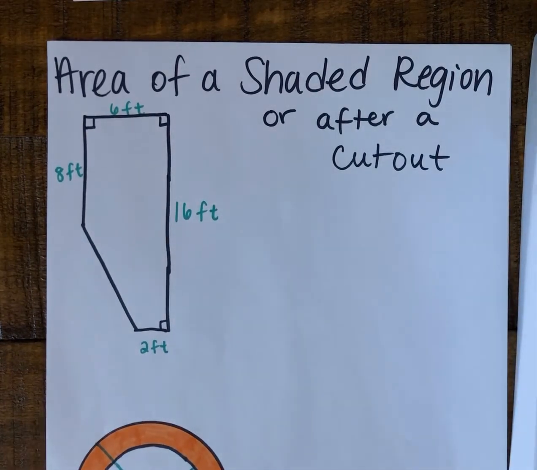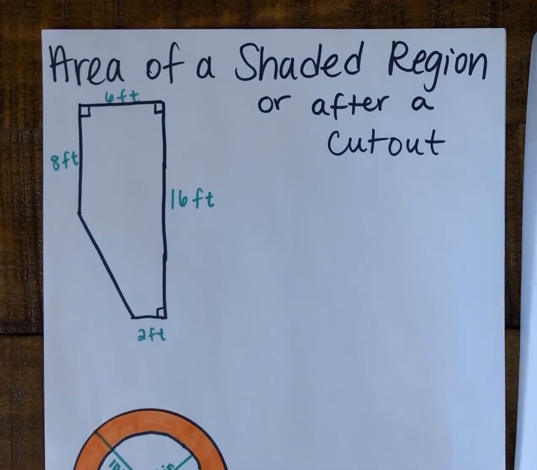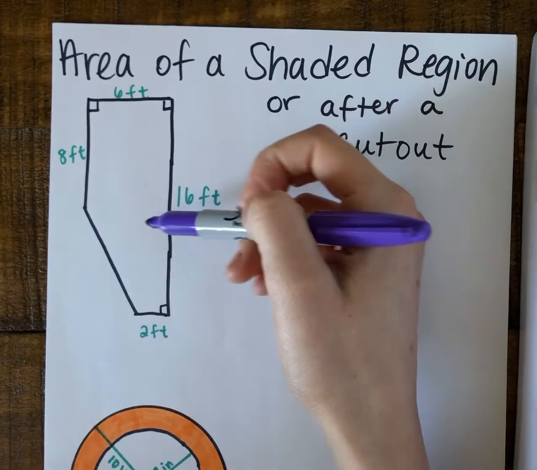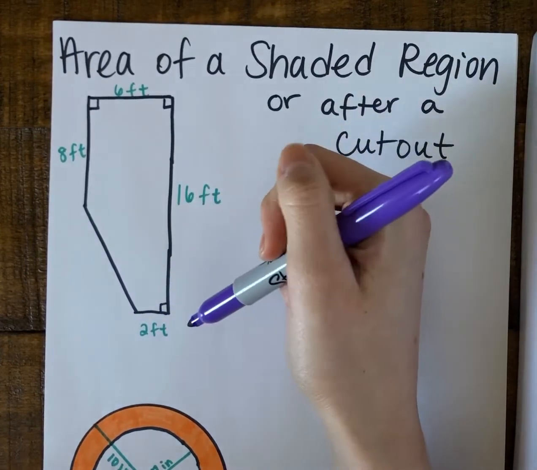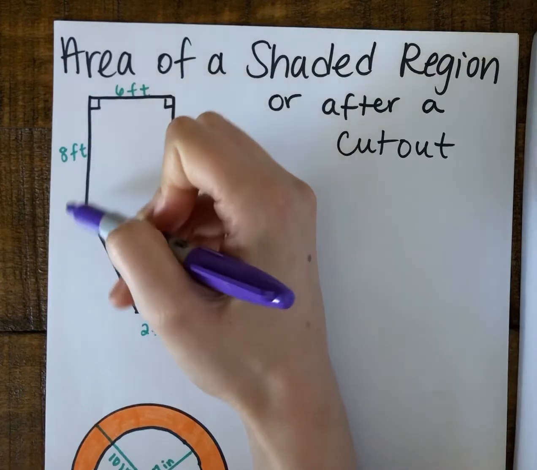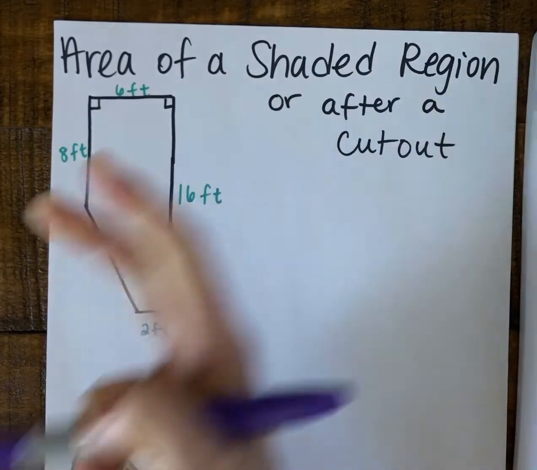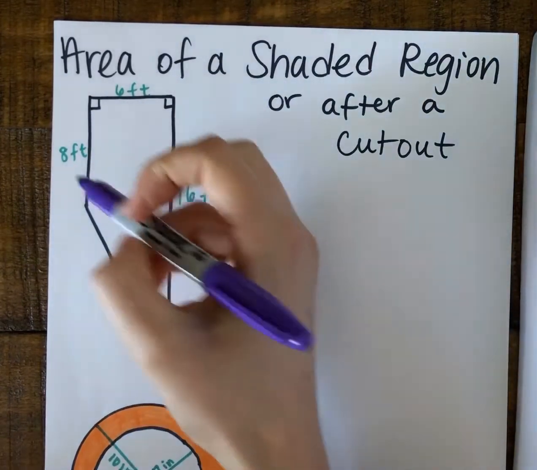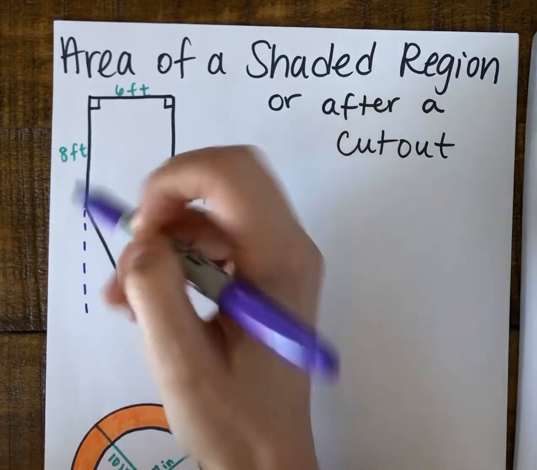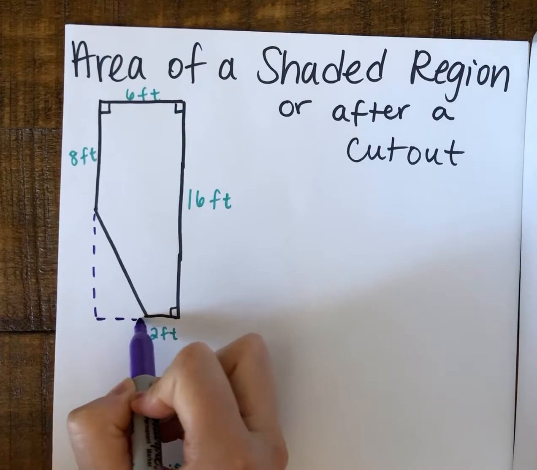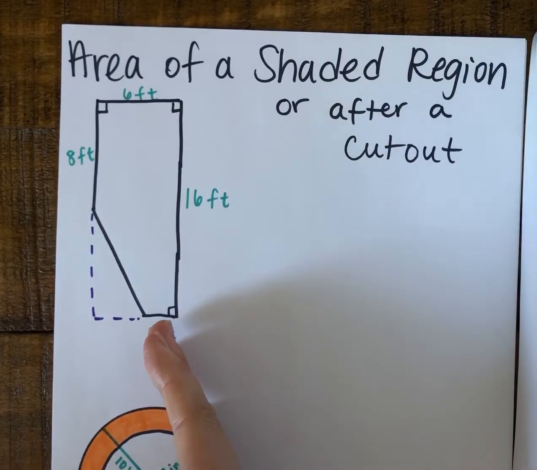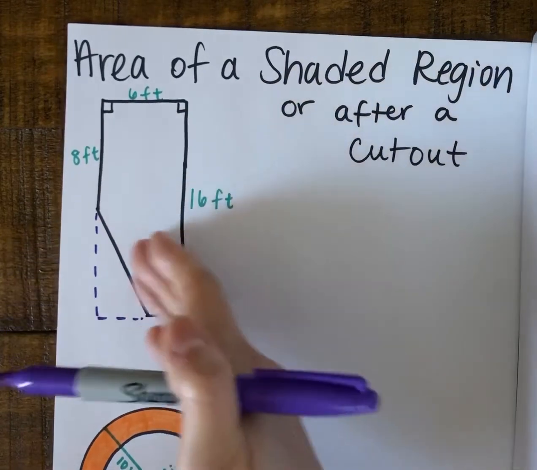So here's what I mean. This is what I'm going to call a cutout. If I look at this shape, yeah, I could break it into the rectangle, rectangle, triangle. Or I could think, well, to me, this looks like a big rectangle where someone cut off that corner. So I'm going to think about this as the whole shape being a big rectangle. And then I'm going to cut out that corner, take that area away, and see what's left over.